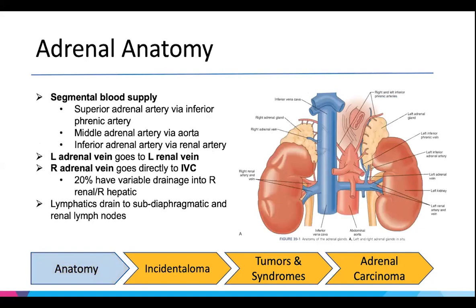So first with some anatomy, the adrenal gland has a segmental blood supply. The superior adrenal artery comes from the inferior phrenic, the middle adrenal artery from the aorta. Inferior adrenal artery is via the renal artery. Importantly as well, the adrenal veins also go to different structures. The left adrenal vein goes to the left renal vein. The right adrenal vein goes directly to the IVC. And the lymphatics drain to subdiaphragmatic and renal lymph nodes.